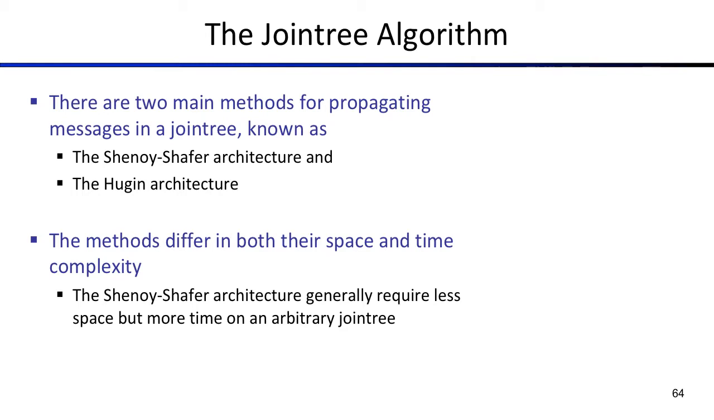The Shenoy Schaffer is slightly simpler, and it is more directly related to what we have discussed so far. And the Hugin is slightly more intricate, but it's also very interesting the way that they thought of how to build this architecture. So let's start with the Shenoy Schaffer, and then we move on to Hugin after we understand the first one.